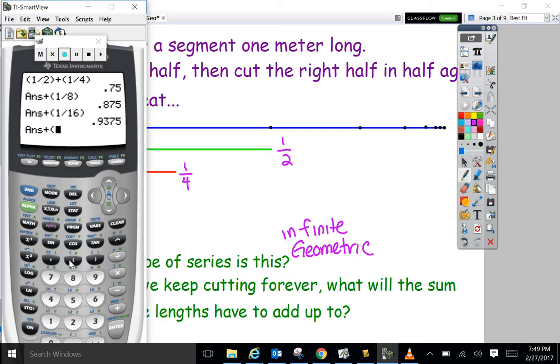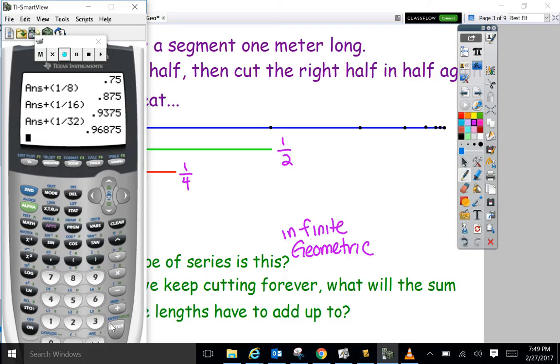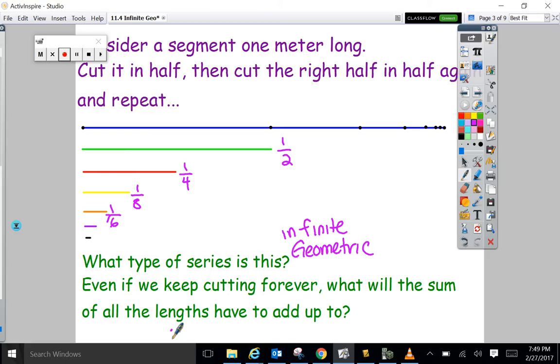0.9375. Then we add the next term. So now we're at the first 5 terms in this series, 1/32. We get 0.96875. So even if we keep adding up forever, the sums are going to eventually have to add up to 1.